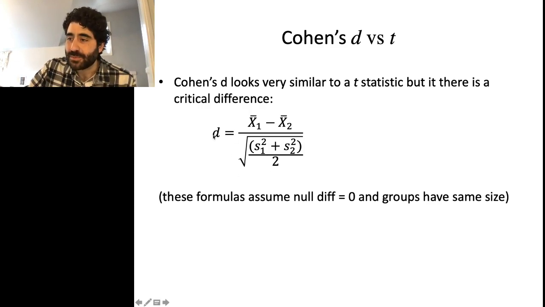So the way to get a pooled standard deviation is you have to pool the variances. So we average the variances in the two groups and then take the square root, right? So here's our Cohen's d. It's a difference in means divided by this standard deviation.